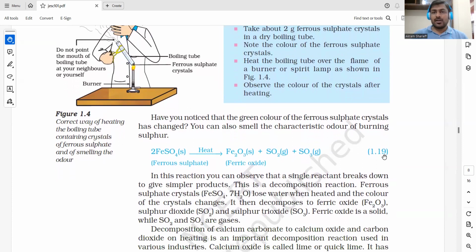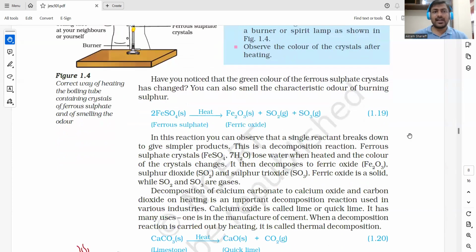Have you noticed that? What was the color of ferrous sulfate? Green color. It has changed. You can also smell the characteristic odor of burning sulfur. Okay, so what has happened in this reaction? If you see reaction 1.19, when ferrous sulfate was heated, what are the products we got? Ferric oxide plus sulfur dioxide plus sulfur trioxide. So a single reactant has given more than one product.